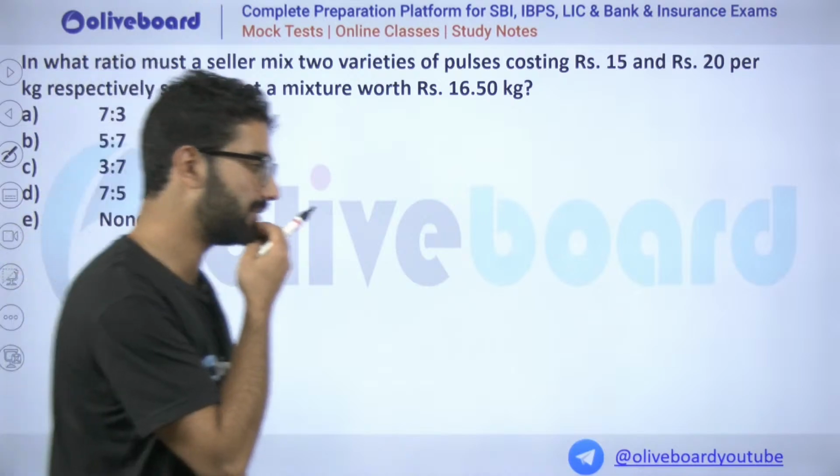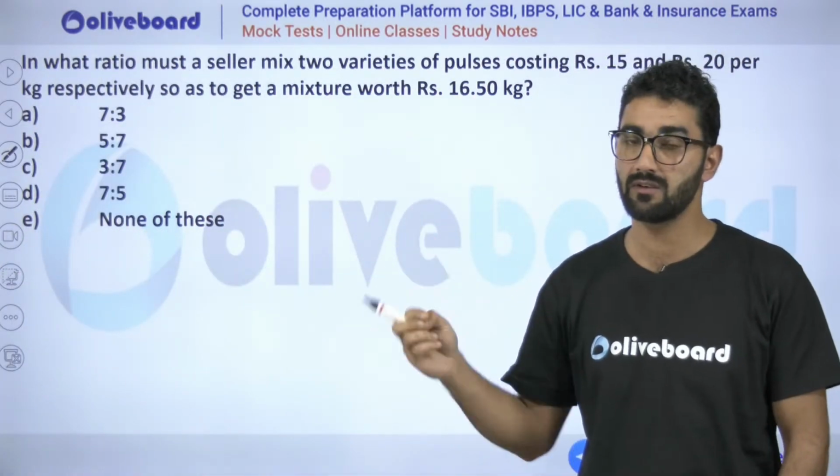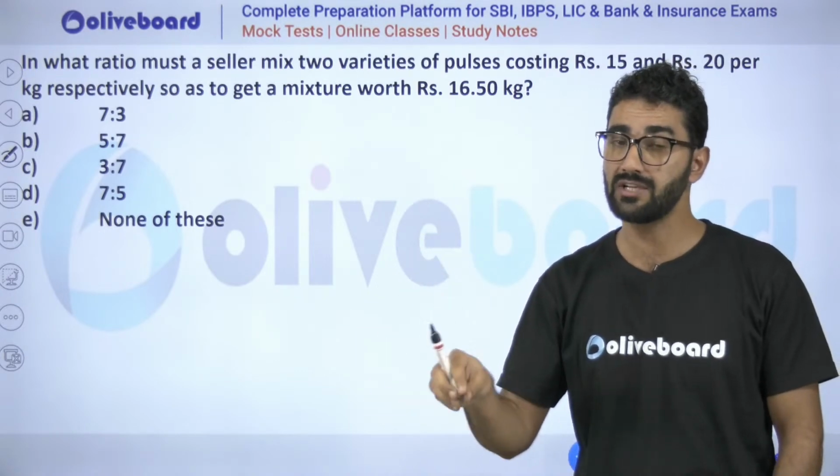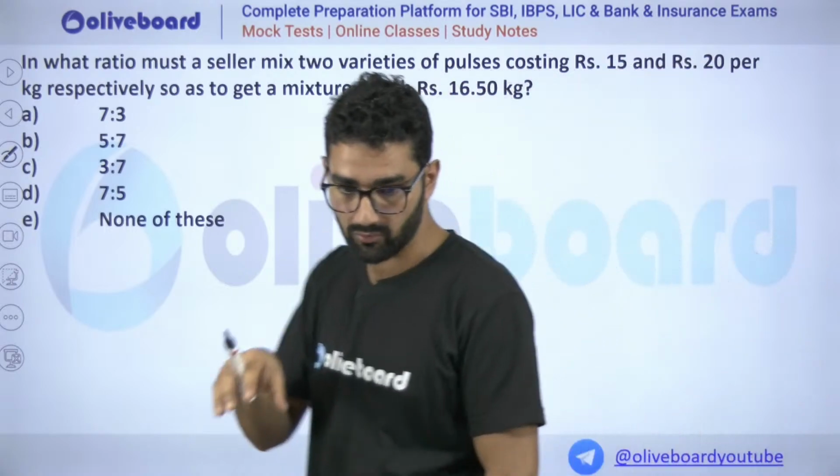Okay, there are multiple types of questions asked in mixture. Sometimes ratio is given, sometimes quantity is given, sometimes cost is given. So ratio, quantity, cost, sometimes they are related. Sometimes they are given in one question only.